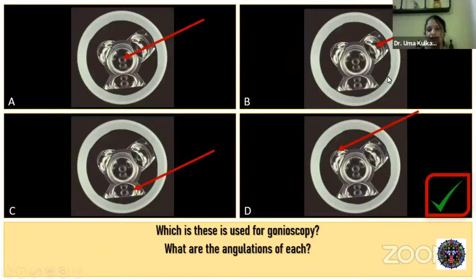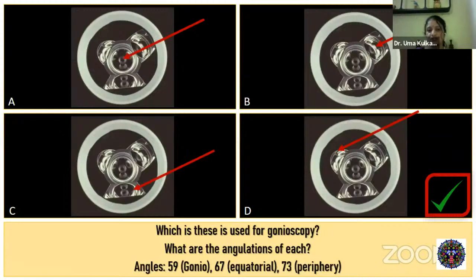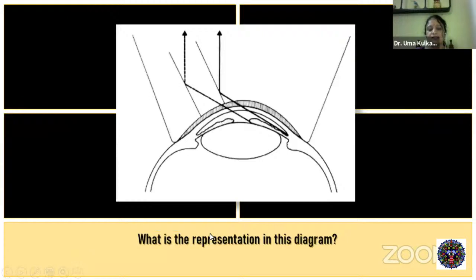Each one is angulated differently here. The gonio one is 59, the equatorial is 67, and this is 73. This is closer to perpendicular, because you have to see the periphery of the retina. That's why it's more perpendicular. 59 to 62 is the gonio lens range, and 67 is the equatorial. So you can remember: one starts in the 50s, one starts in the 60s, one starts in the 70s. So what does this diagram represent?